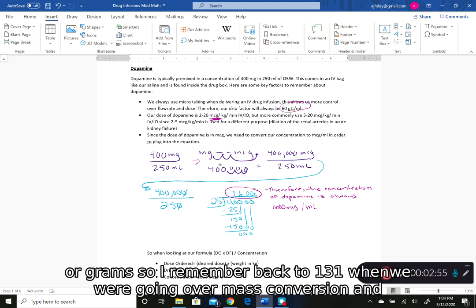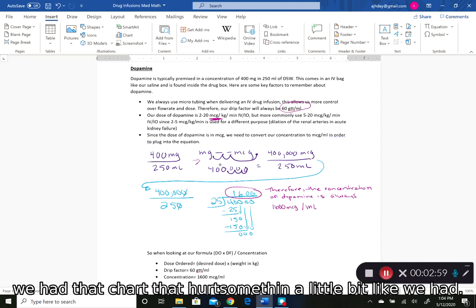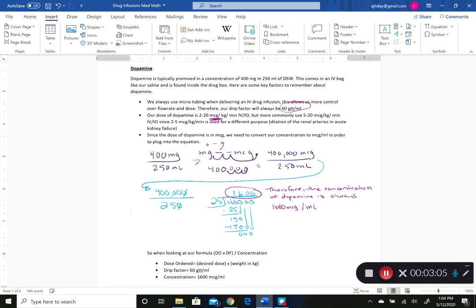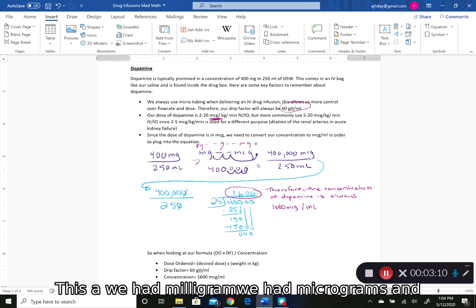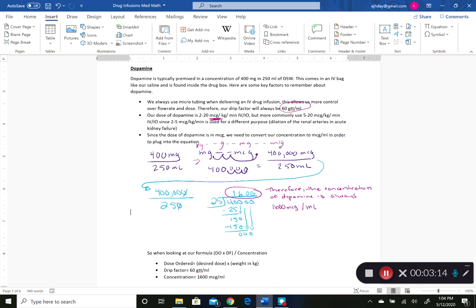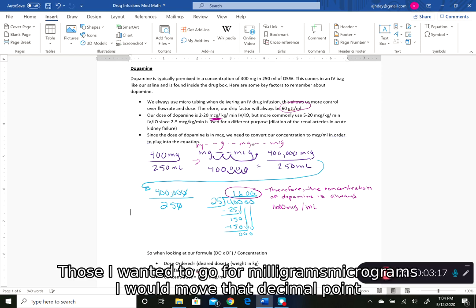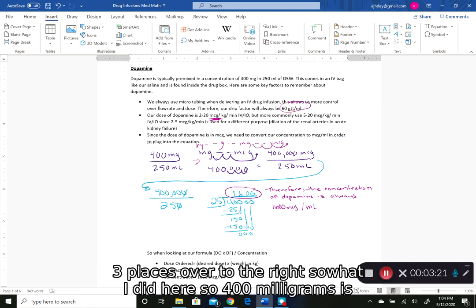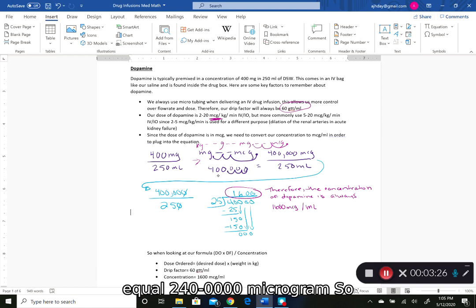So remember back to 131 when we were going over math conversions and we had that chart. That chart looked something a little bit like this. We had grams, this way we had kilograms, this way we had milligrams, this way we had micrograms, and we were going to move that decimal point. So if I wanted to go from milligrams to micrograms, I would move that decimal point 3 places over to the right. So that's what I did here. So 400 milligrams is equal to 400,000 micrograms.